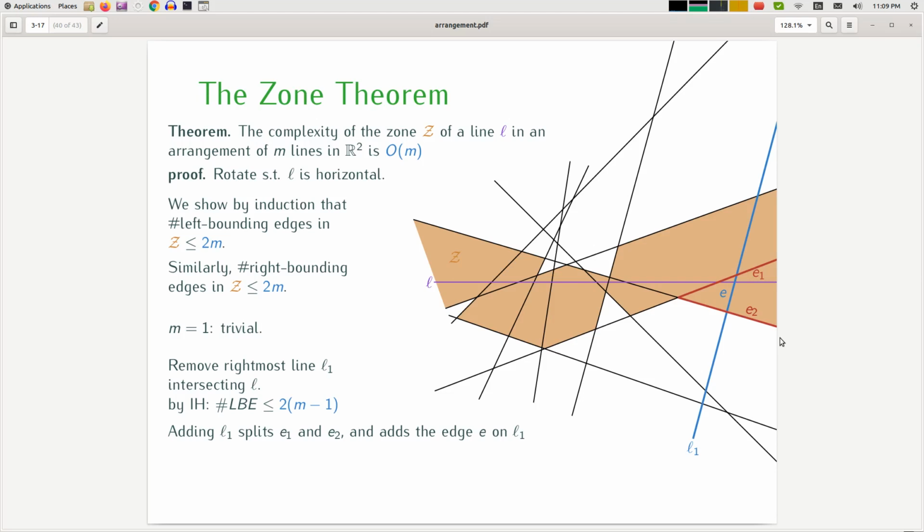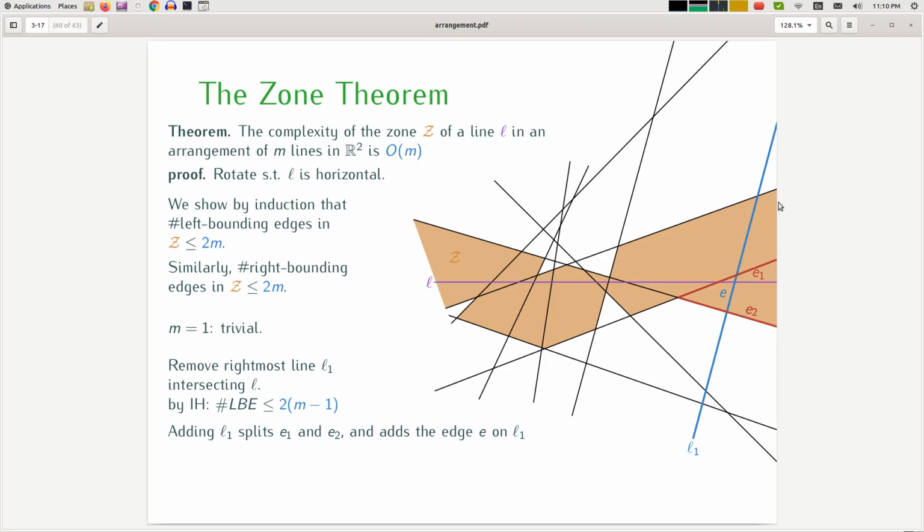Clearly, the number of left bounding edges increases every time this intersection happens, because the line L1 could split a left bounding edge into two pieces, which would increase the number of left bounding edges by 1. So in other words, if there are more intersections of left bounding edges with line L1, the number of left bounding edges will increase essentially by the number of intersections.